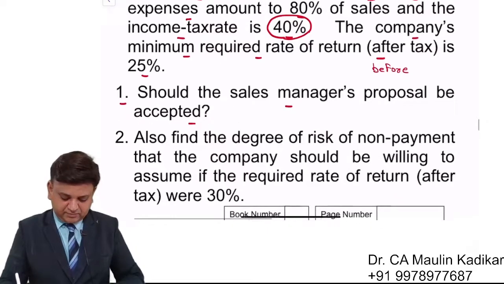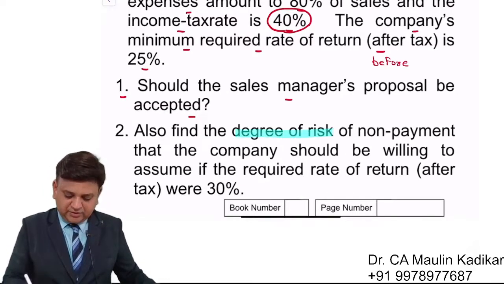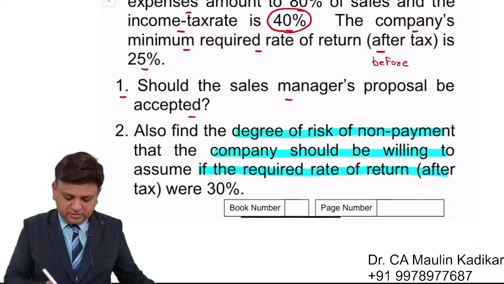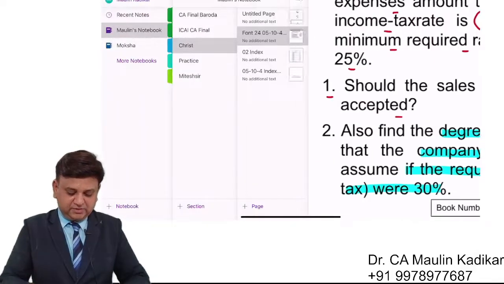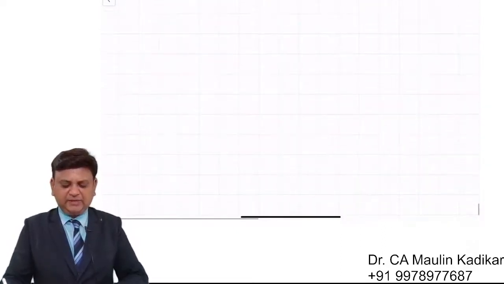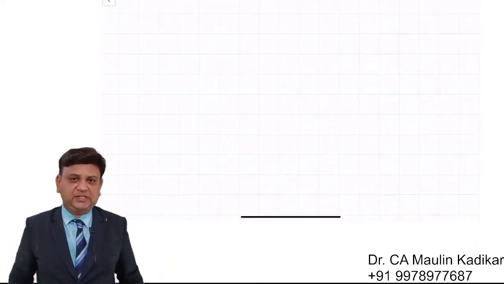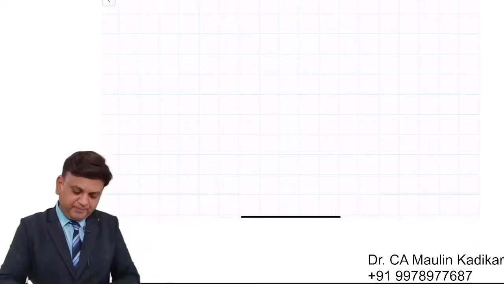Second part of the question, also find degree of risk of non-payment that the company should be willing to assume if required rate of return after tax is 30%. That is the question. I want you to do the second part of the question on your own and put your answer in the chat box. But before that, a small explanation.